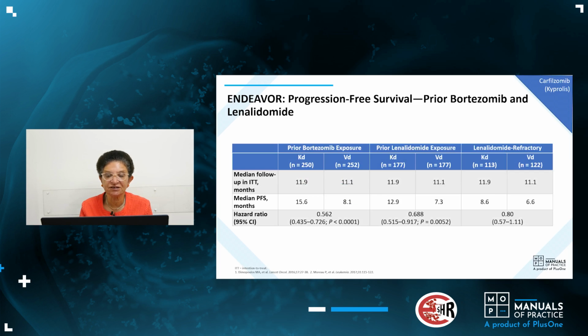How about in patients that had been receiving bortezomib before? Because now we are giving a second line treatment of either bortezomib again or a second generation proteasome inhibitor, carfilzomib. And as you can see here, in patients that had been exposed to bortezomib before, KD still gave good results versus VD. And in patients that had been receiving lenalidomide before, this was also better with the KD versus the VD. And even patients that were Revlimid refractory, KD fared better than VD.